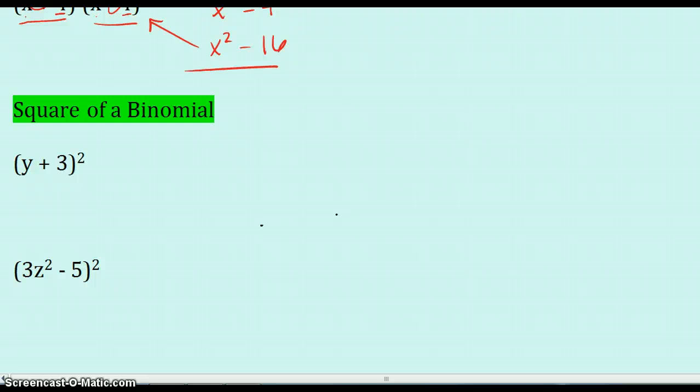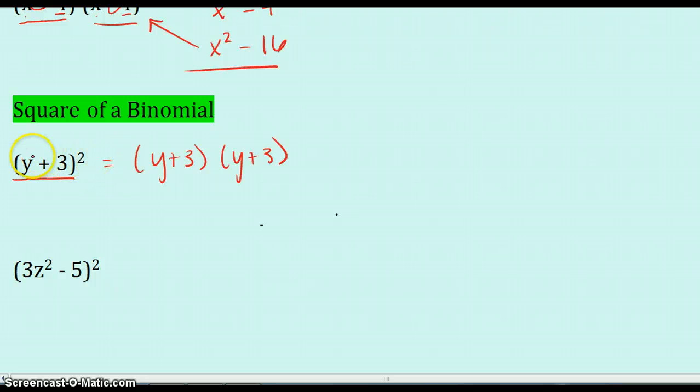Let's talk about if you have the square of a binomial. So if we had y plus 3, all of that squared, you know that that equals y plus 3 times y plus 3, and you could FOIL that out and get an answer. Well, there's actually a little shortcut where you don't have to write it out like that.